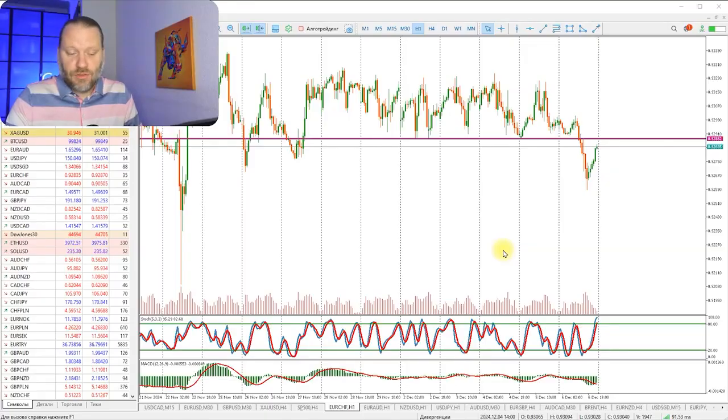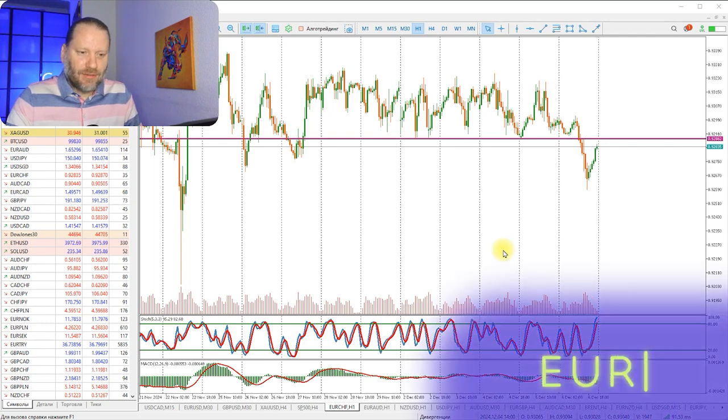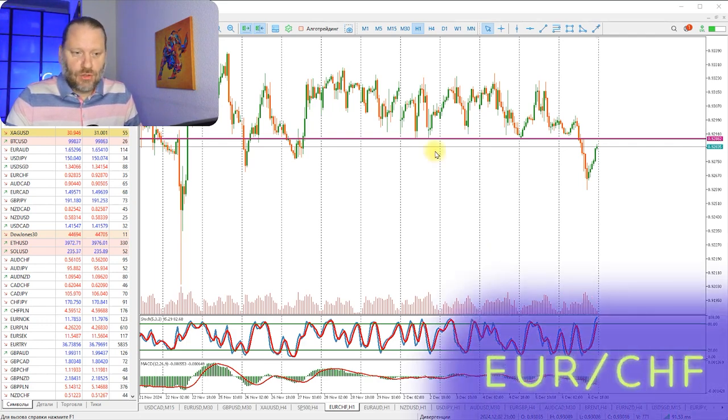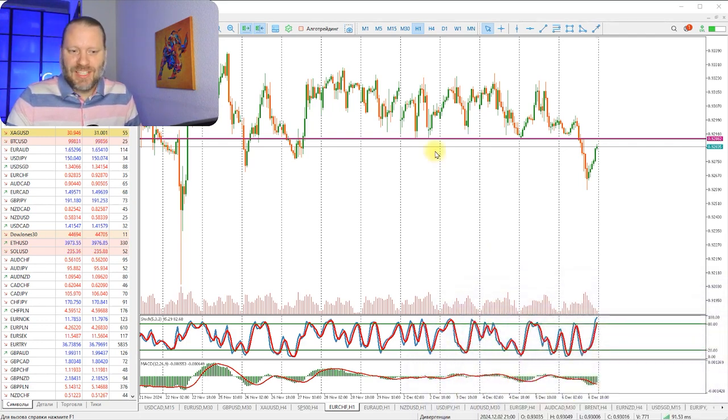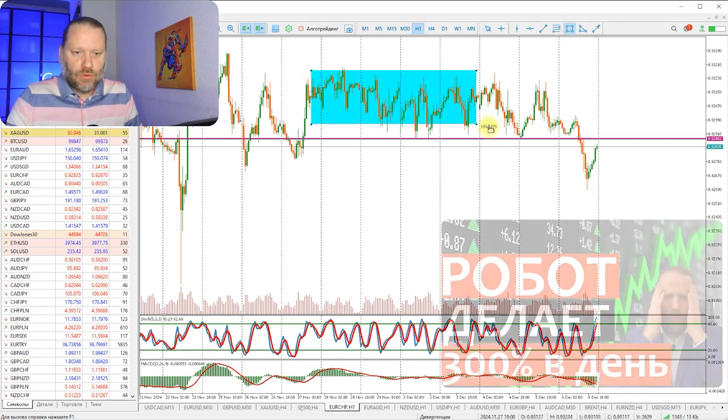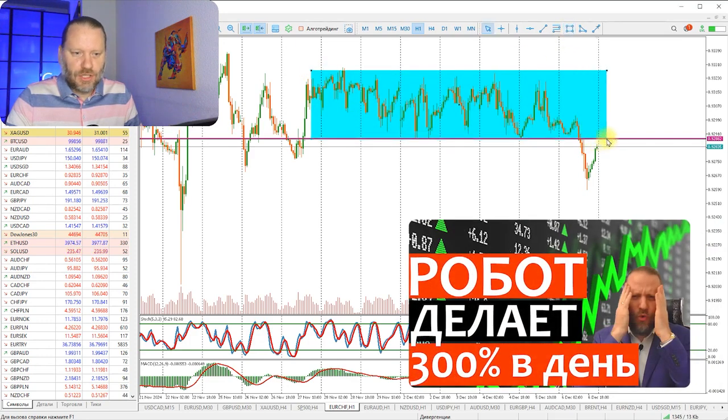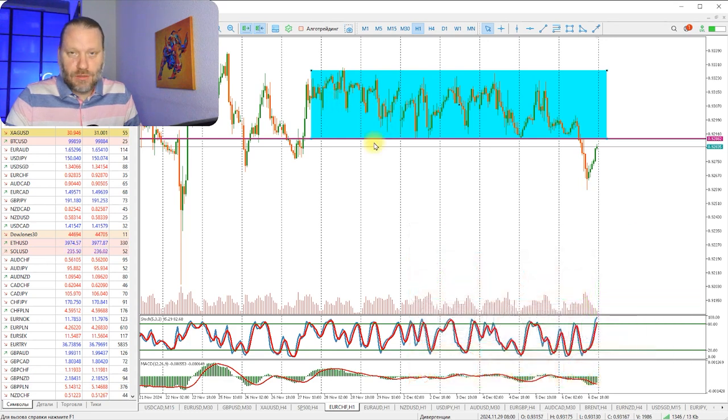And now pay attention to such currency pair as euro-franc. I have already written in my channel that it was in a sideways trend. And in principle, it is still in a sideways trend, and I suggested running a trading robot on it. Look, this is how I labeled the sideways trend, and those who launched it a long time ago have made a lot of money on it.